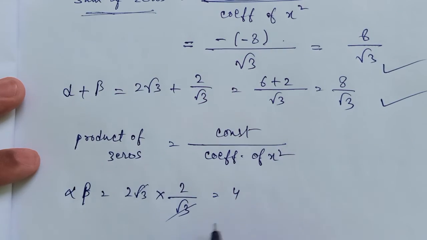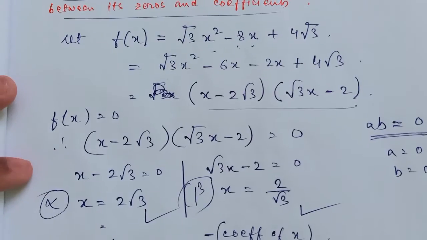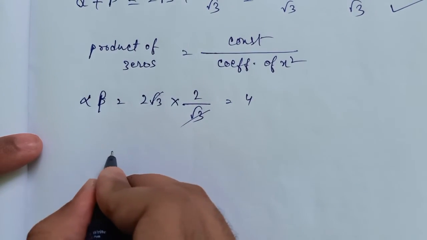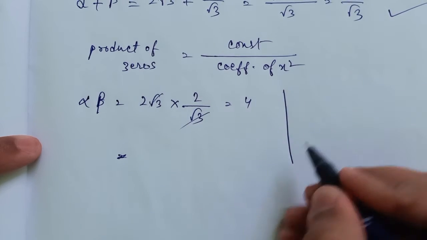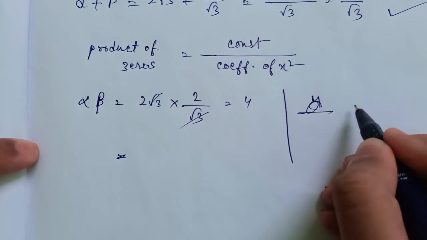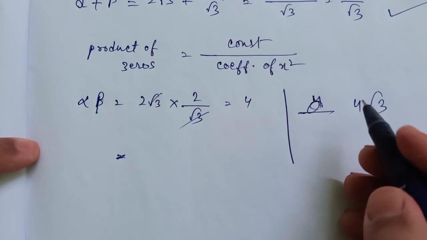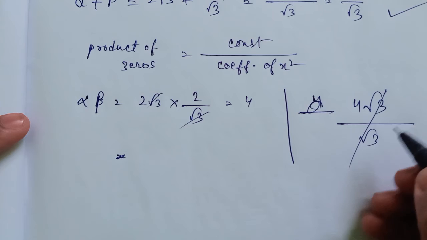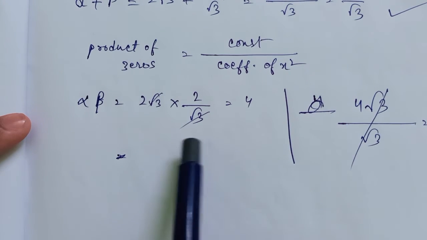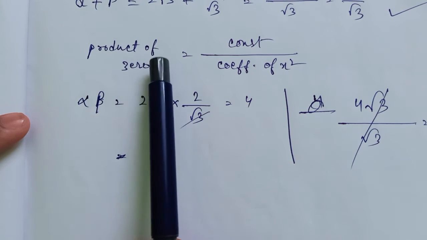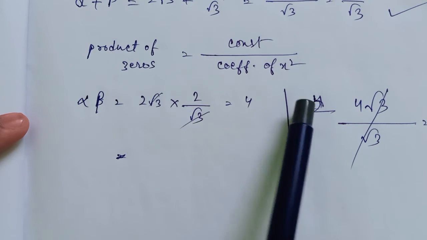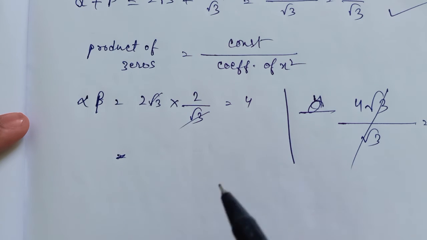And let us check this. So the constant term was what? The constant term is, sorry, not 4 upon root 3, it's 4 root 3 upon coefficient of x squared. So the coefficient of x squared is root 3. So see, you are getting 4. So both the values are same, means product of the zeros equal to constant upon coefficient of x square. So the relation between zeros and coefficient is verified.